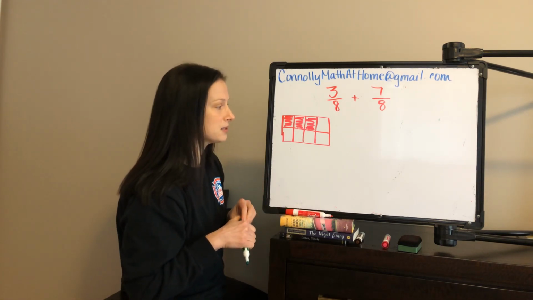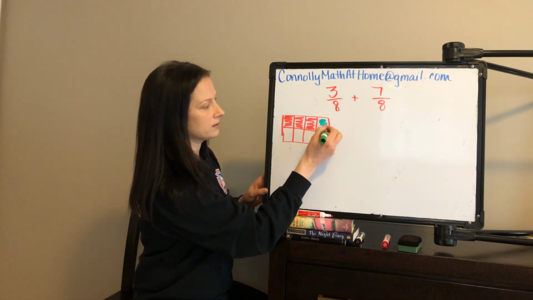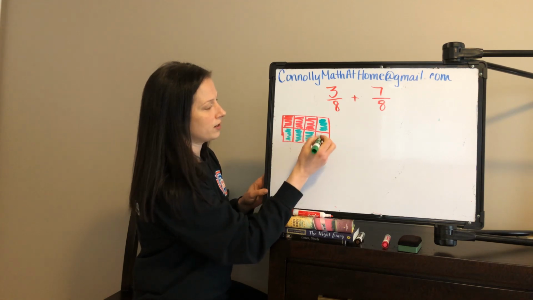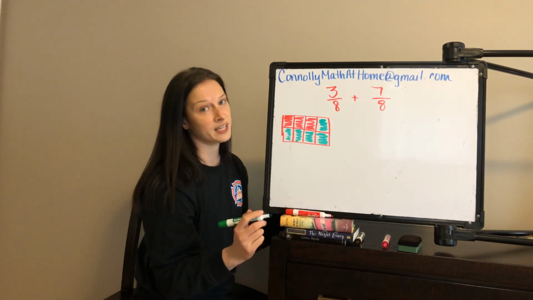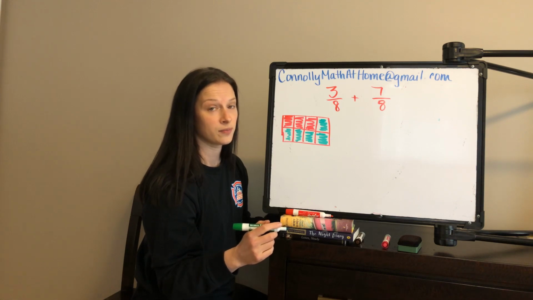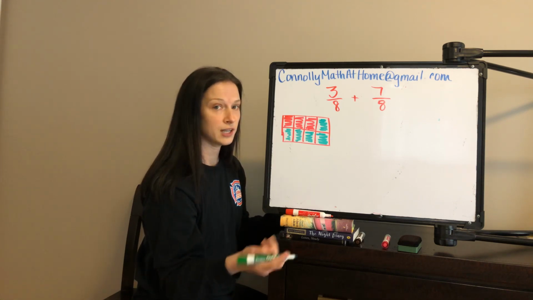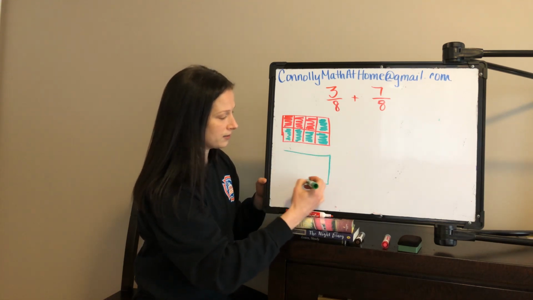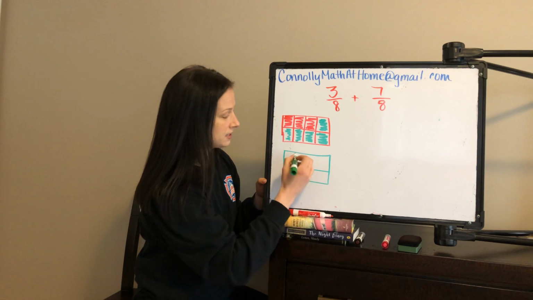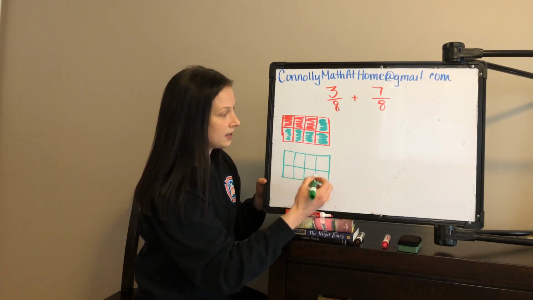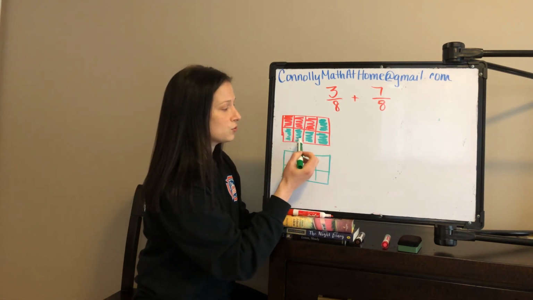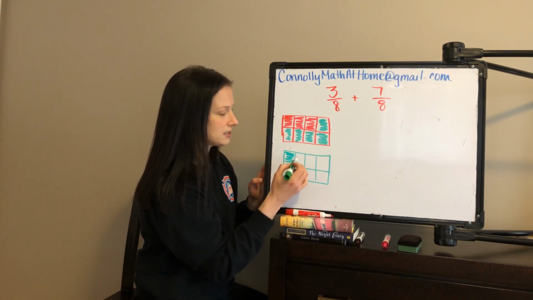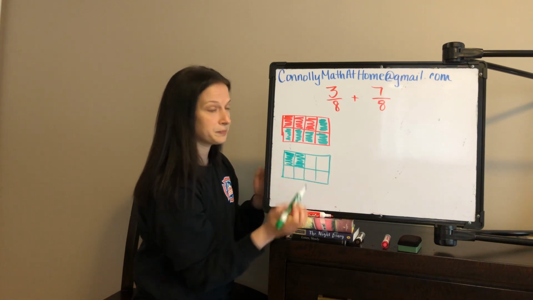So let's see what happens. 1, 2, 3, 4, 5. I've only added 5/8 so far. So what do we do? If we've shaded in an entire whole, we have to draw another. We split it into the same size pieces again, and we continue. So I've done 1, 2, 3, 4, 5 out of 7/8. So I know I need to do 6/8, 7/8, 2 more.